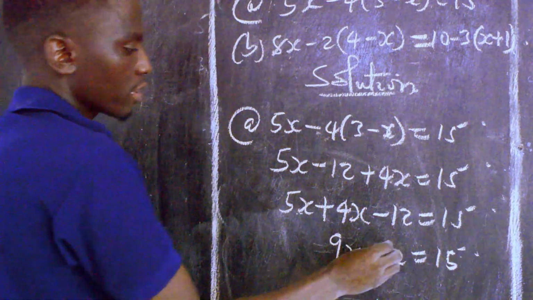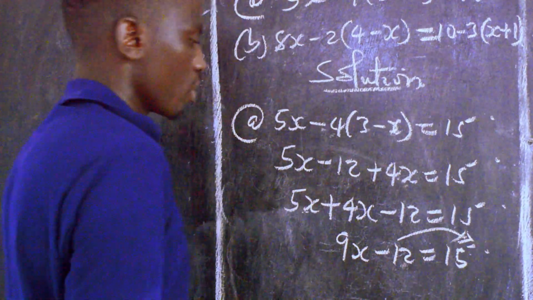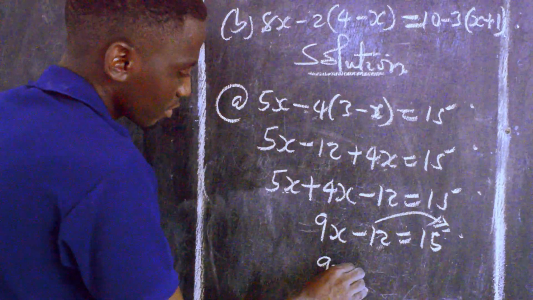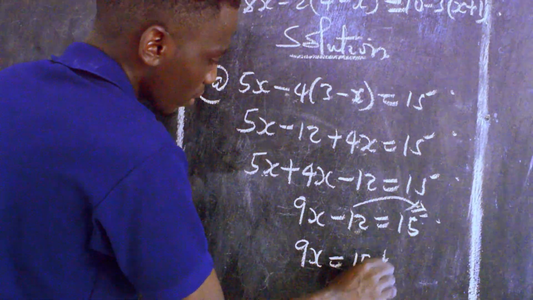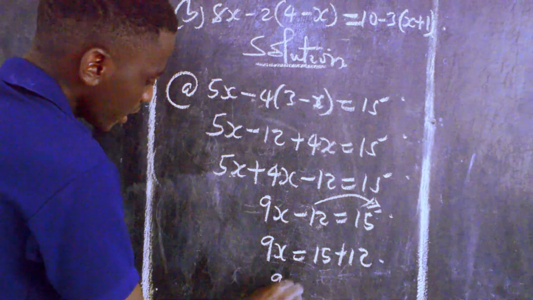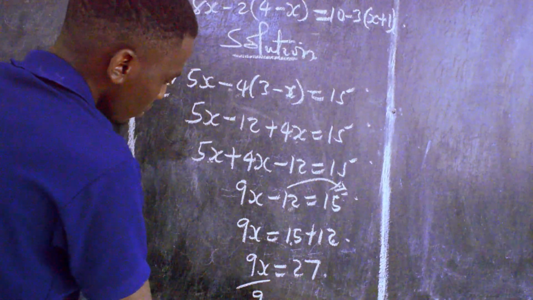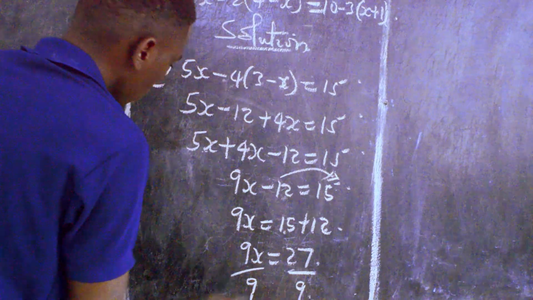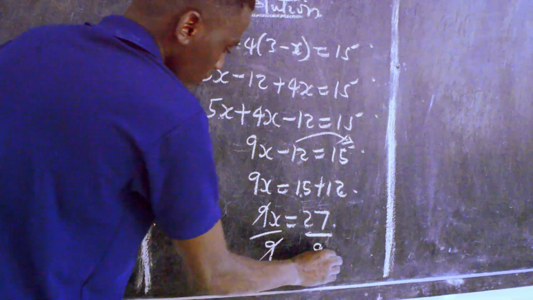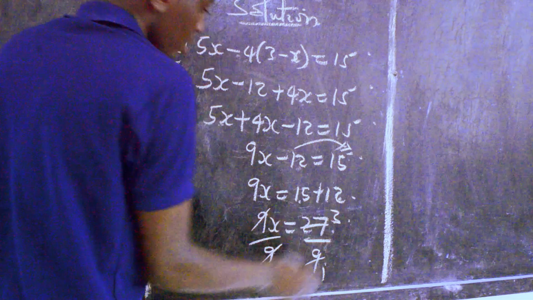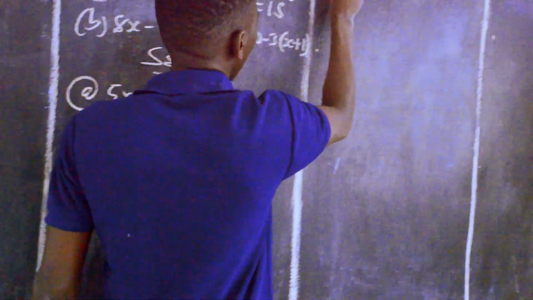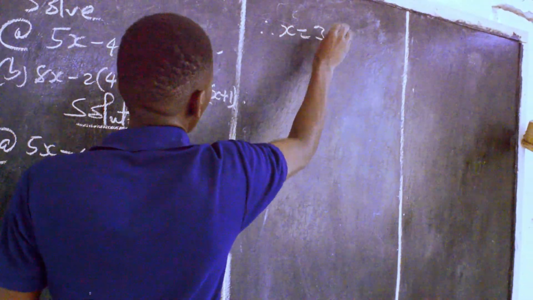So this one is negative. Once it comes on this side, it becomes a positive. So you have 9x is equal to 15 plus 12. So 9x will be equal to 27. So here divide by 9, by 9. So this and this cancel by 9, 27 by 9 you get 3. Therefore, x is equal to 3.